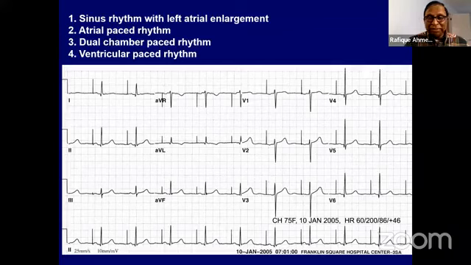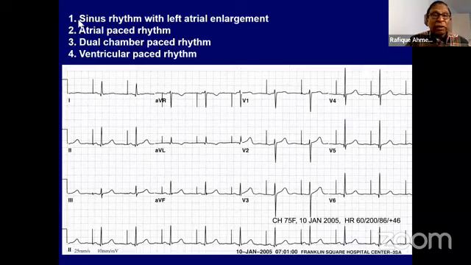So we have all the answers here. I'm going to start with the last one, ventricular pace rhythm. If you look at lead 2, you can see that there's a P wave and there is a QRS complex. And before the QRS complex, there is no pacing spike. So it's not a ventricular pace rhythm.